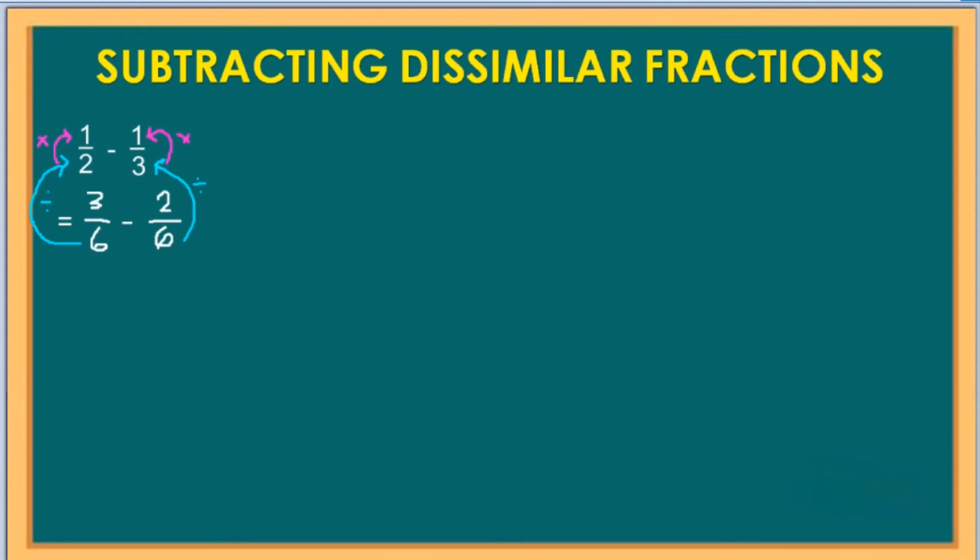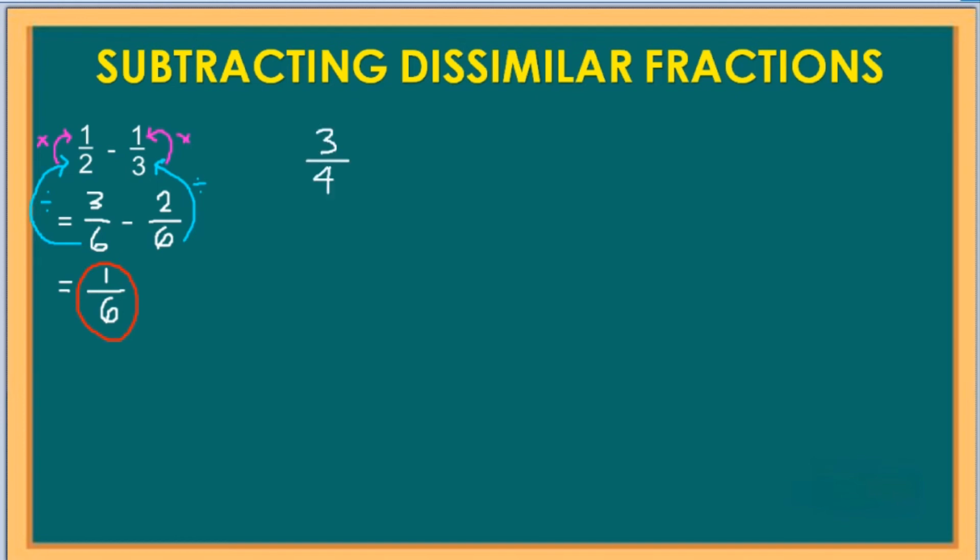We can observe that we already have similar fractions. We already discussed changing dissimilar fractions to similar fractions in our past videos. Since we already have similar fractions, 3/6 minus 2/6, we can already subtract. 3 minus 2 is 1, then copy the common denominator. So the final answer is 1/6.